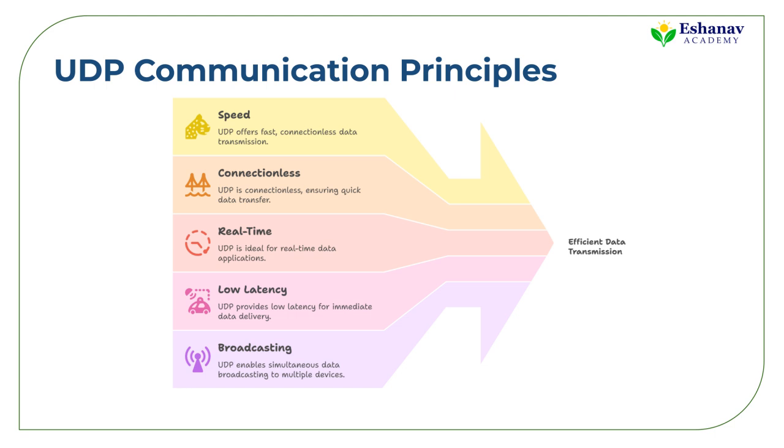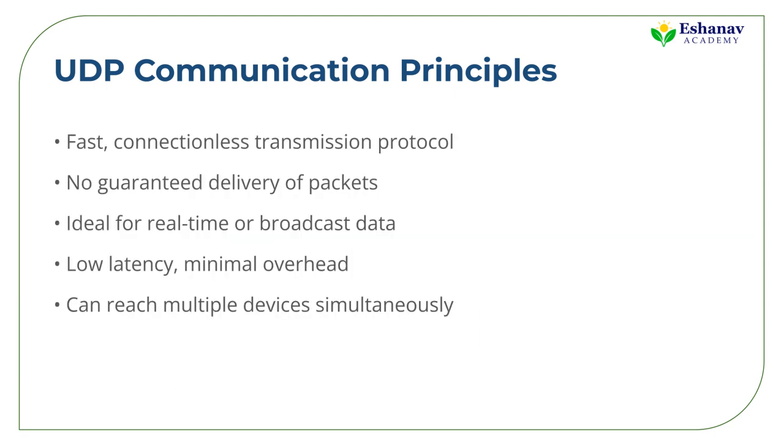UDP, or User Datagram Protocol, is the lightweight alternative to TCP. It sends data without establishing a formal connection, which makes it fast but unreliable. Picture your ESP32 sending real-time temperature or motion data to multiple devices simultaneously. Speed is more critical than guaranteed delivery. There is no acknowledgement, so packets can be lost or arrive out of order, but this is acceptable in telemetry or broadcast scenarios. Implementing UDP on ESP32 is straightforward.